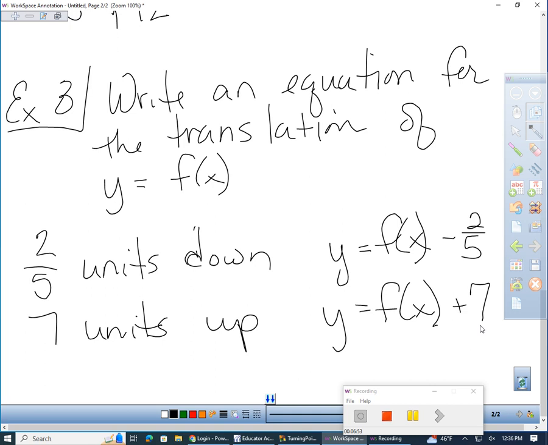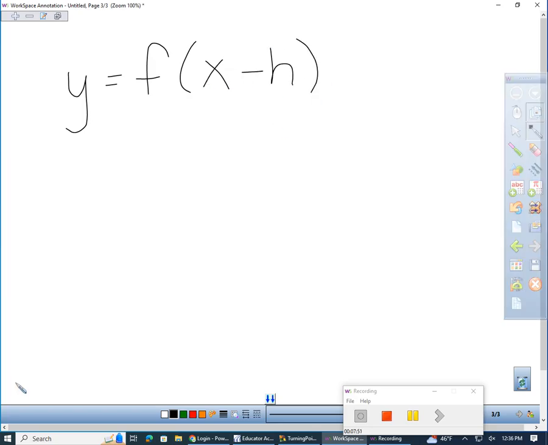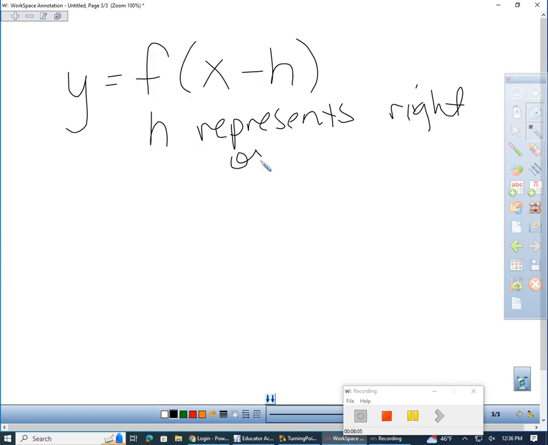All right. So we moved up and down, and we totally get that. That's the easy part of it, is moving up and down. Now we're going to move right and left. Okay? Now, the tricky part of moving right and left is it's always inside with the x. So what I mean by that is I have y equals f of x minus h, where h represents right or left.